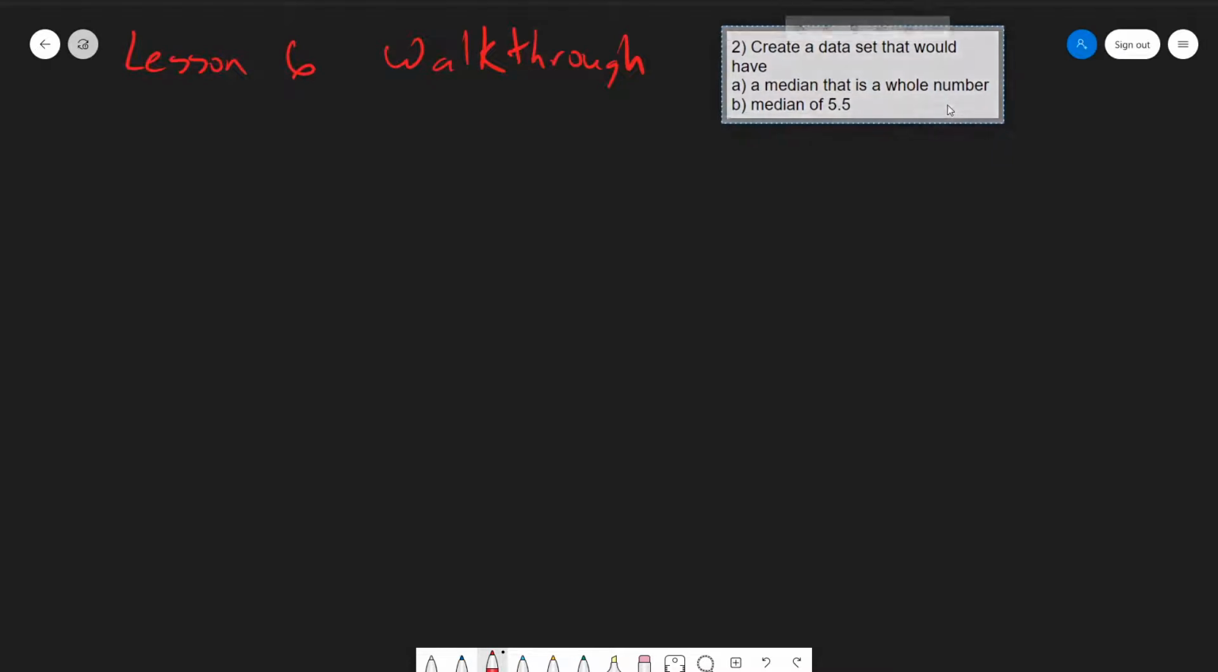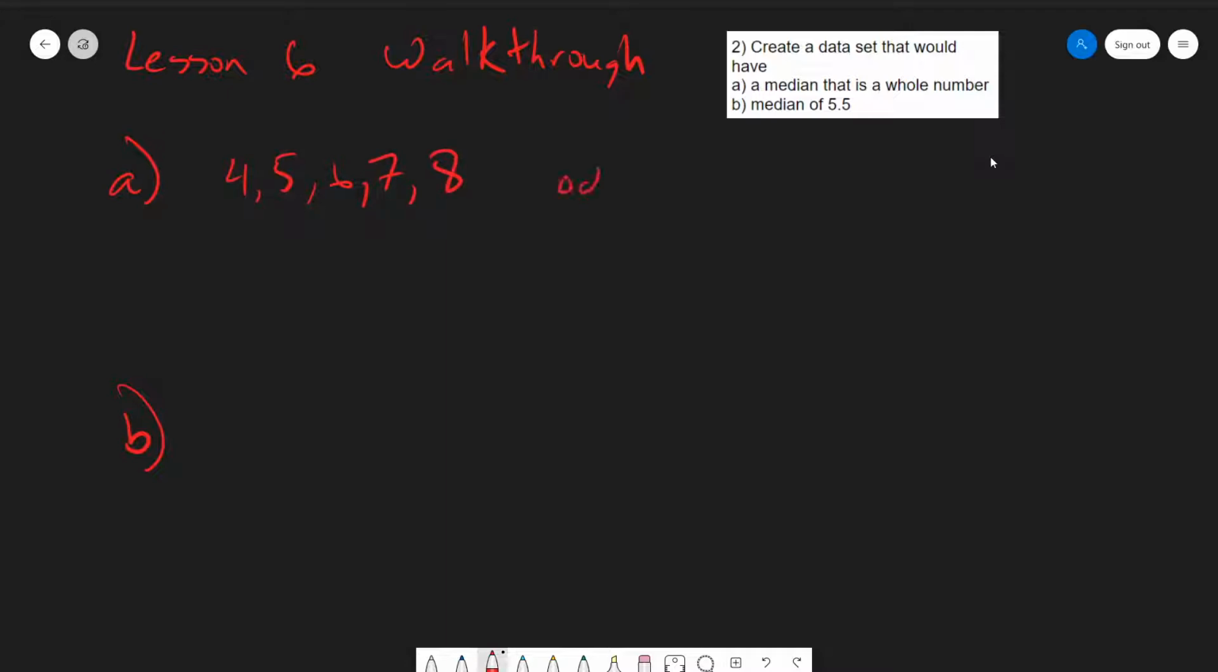For number 2, we're going to create a data set that has a median that's a whole number, and then a median that's 5.5. Median, remember, is when it's least to greatest. So I'm going to make a data set that's least to greatest. What I know about a median is that odd number data sets always use a single number, and it could be a decimal number like 7.5. But since an odd number data set always uses a single number, I'm just going to make an odd number data set of 5 right here.